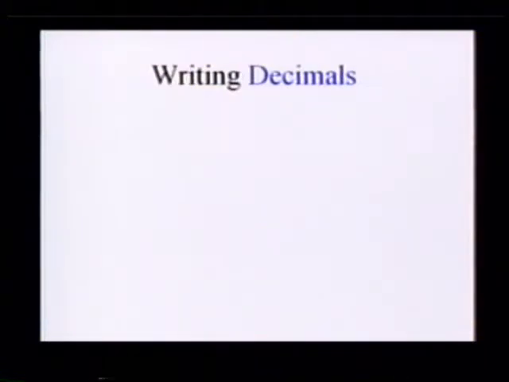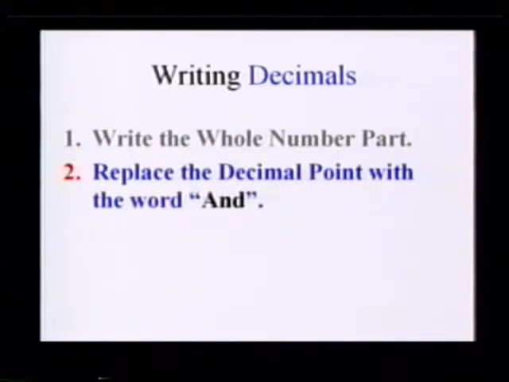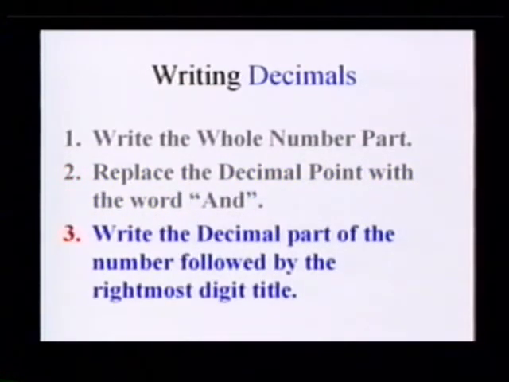Now, if you wanted to write decimals, what you would do is write the whole number part in words. Then we're going to replace the decimal point with the word and. This isn't an internet address. We don't say point or dot. We never say point. We actually say the word and. That's what it means. You're putting the whole number together with the decimal number. And then we write the decimal part of the number followed by the rightmost digit title. What do you mean the rightmost digit title? Let me show you.